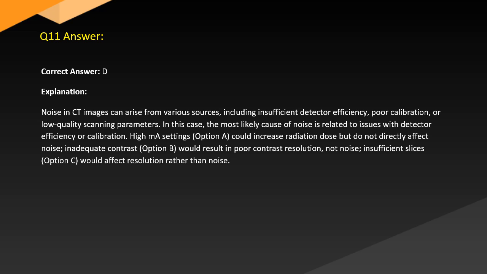Answer. Correct answer. D. Explanation. Noise in CT images can arise from various sources, including insufficient detector efficiency, poor calibration, or low-quality scanning parameters. In this case, the most likely cause of noise is related to issues with detector efficiency or calibration. High mAs settings, option A, could increase radiation dose but do not directly affect noise. Inadequate contrast, option B, would result in poor contrast resolution. Insufficient slices, option C, would affect resolution rather than noise.